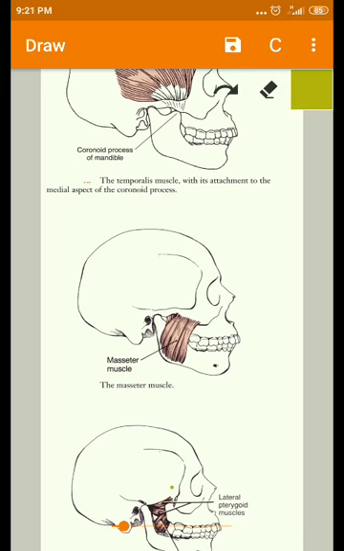Now coming to the medial pterygoid muscle, this medial pterygoid is present parallel to the masseter. It is present parallel to the masseter.